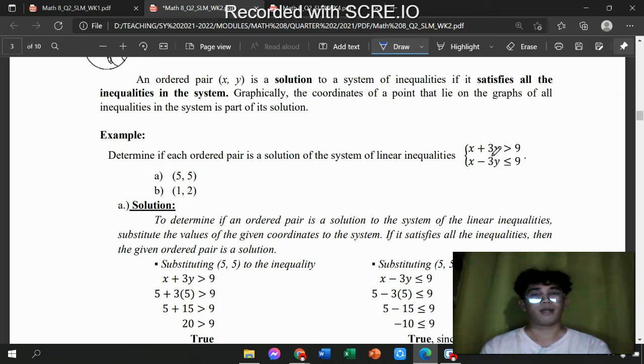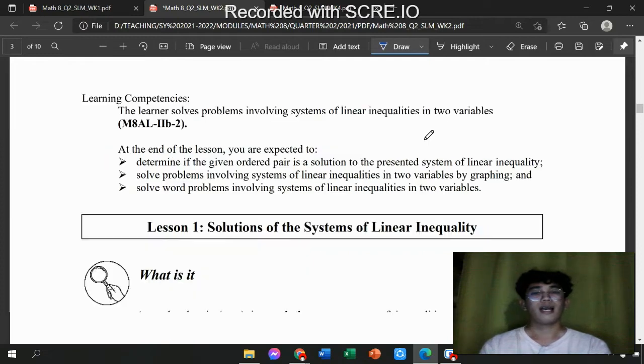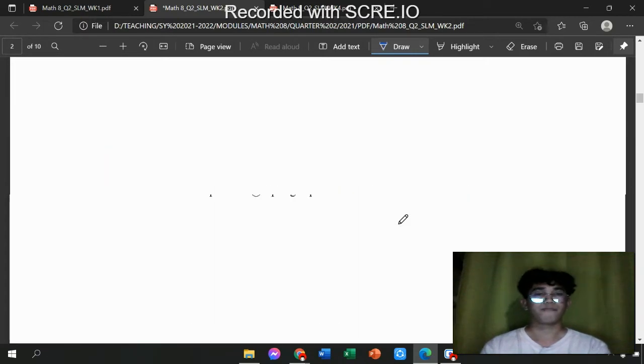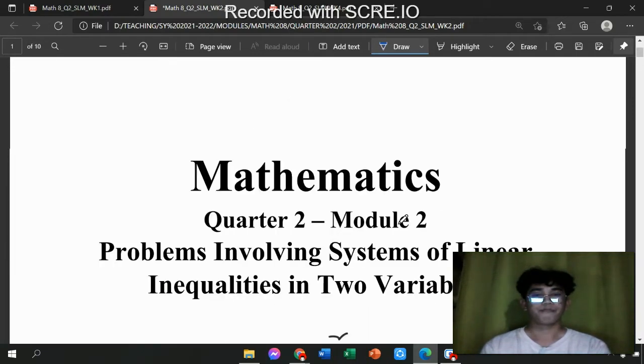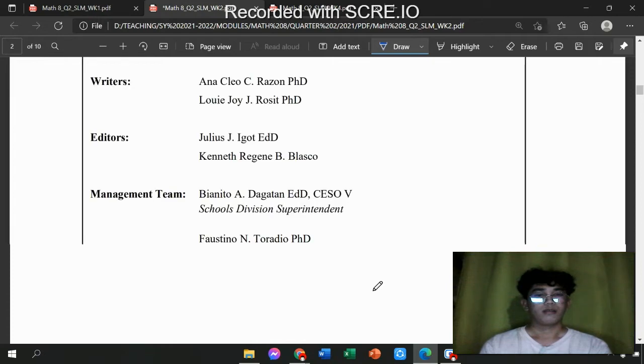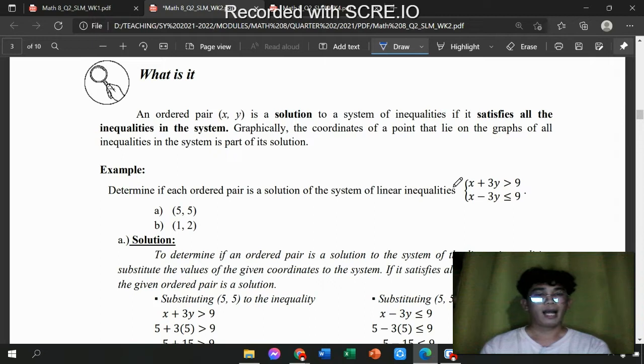Nganong duha man ni ka inequalities? Because, again, this is a system of linear inequalities. So when we say system, nag-involve siya og two variables. So balik ta sa atong example. So gigaan ta og duha ka linear inequality. Morning system ang tawag nila kay duha sila ka linear inequality.